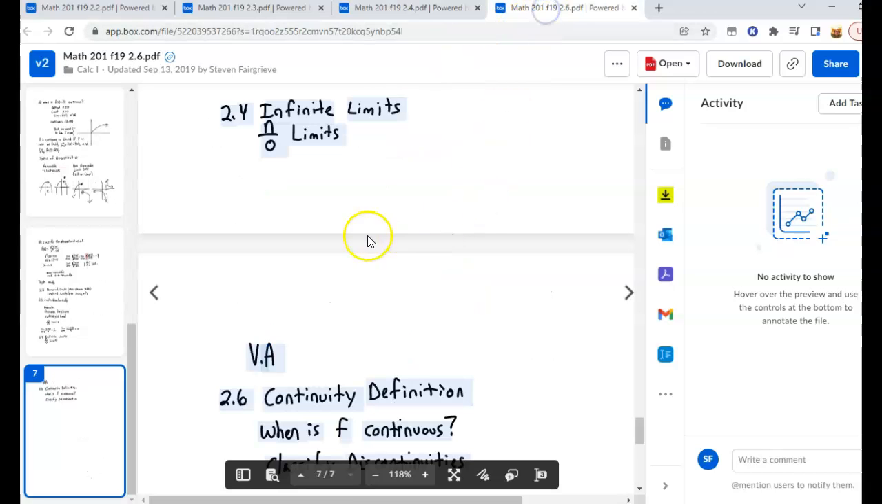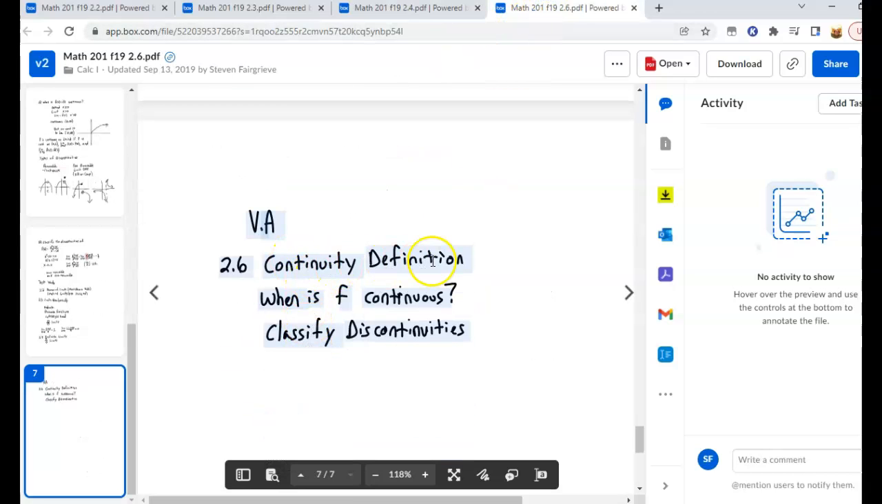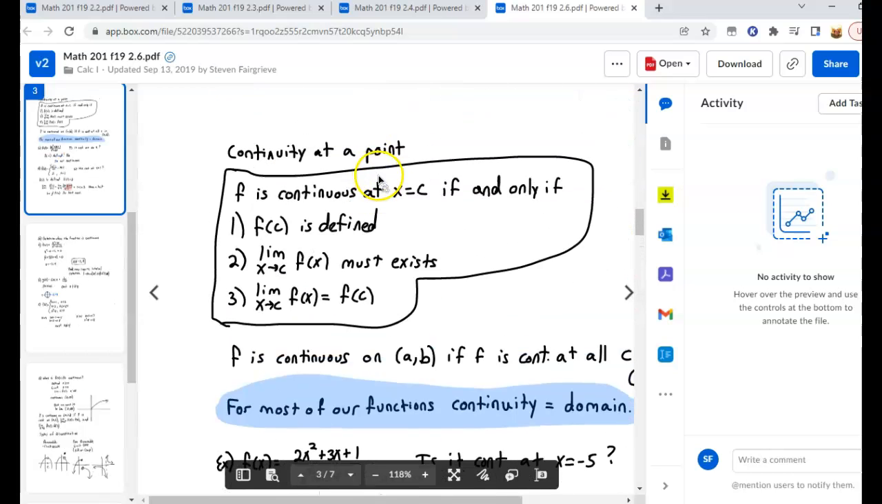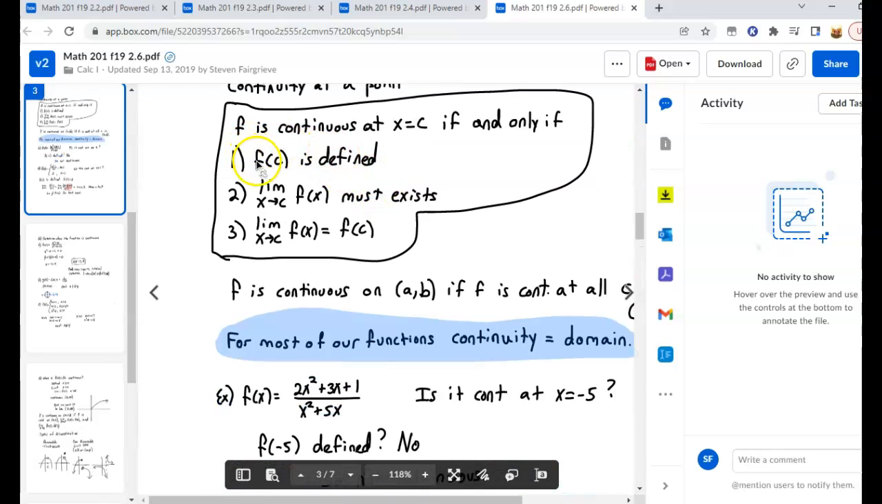And then the last topic that we had is this discussion of continuity. You should know the definition of continuity. I almost always ask about that on the test. So going back up, specifically the definition of continuity is you have to have 3 things. Function has to be defined, the limit has to exist, and they have to be equal. Okay, those are the 3 things you must have for it to be continuous.